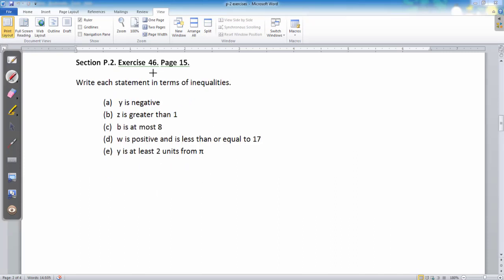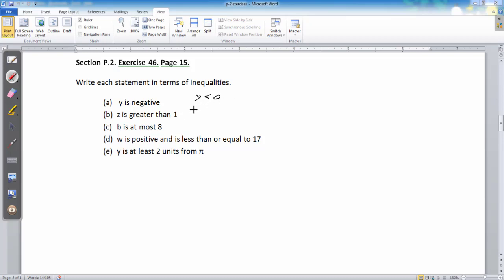For our second problem, we'll be looking at exercise 46 from the same section on page 15. Now in this problem, we're writing all of these statements in terms of inequalities. Alright, y is negative. Well, if you think about that as an inequality, the inequalities we have are less than, greater than, less than or equal to, and greater than or equal to. So if we want to say y is negative, well, the boundary for negative numbers is 0. And if you want to be negative, you have to be less than 0. So that's the answer for part A.